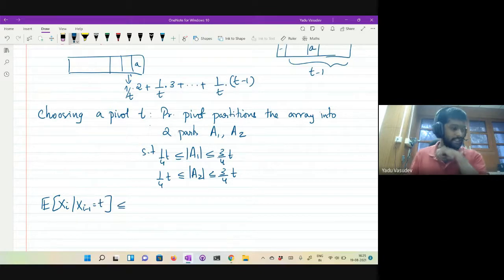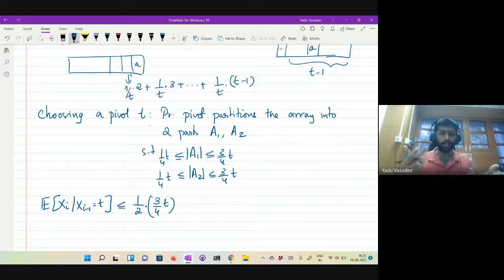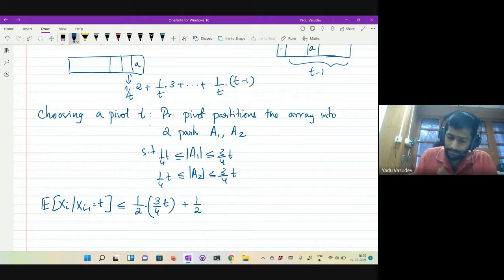So this expectation, I can say it as follows. With probability half, the element A will be in an array of size at most 3 over 4t. Because with probability half, both the arrays are of size at most 3 over 4t. Therefore, A will also be in an array of size at most 3 over 4t. Or with probability half, A will be in an array of size t itself, right? It has not shrunk. Maybe t minus 1, but let's put t for now.